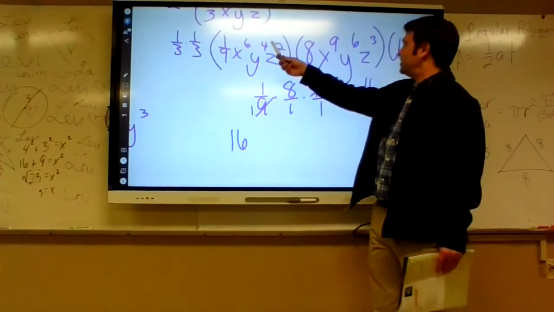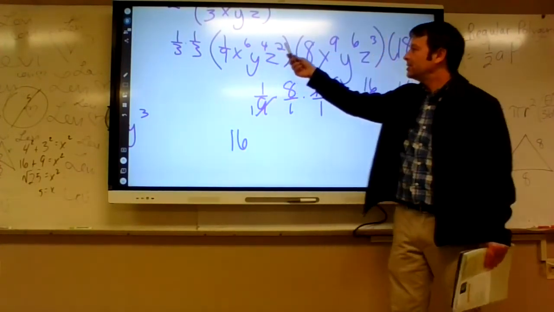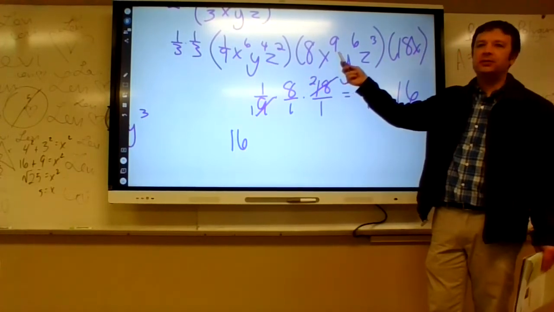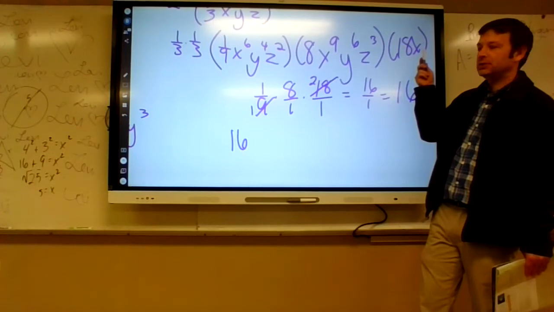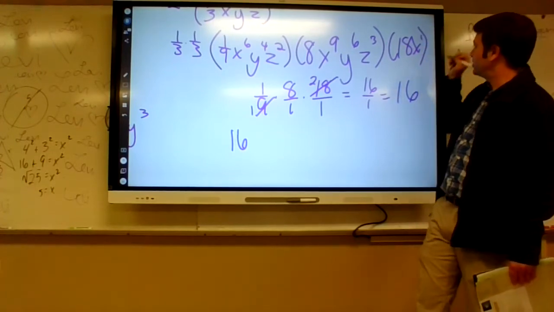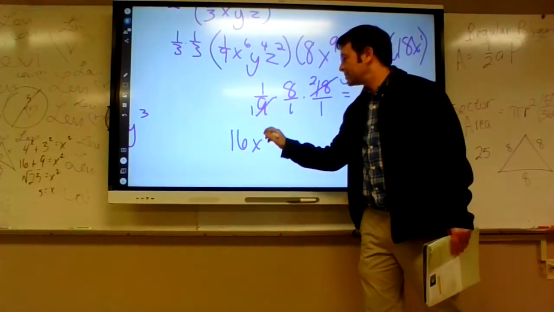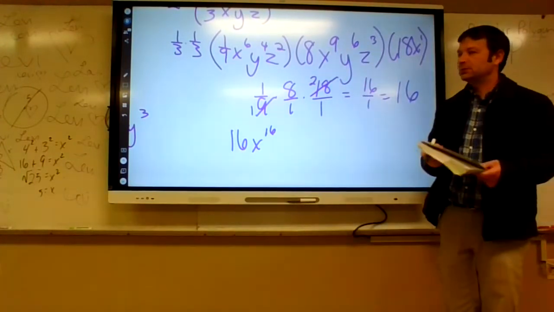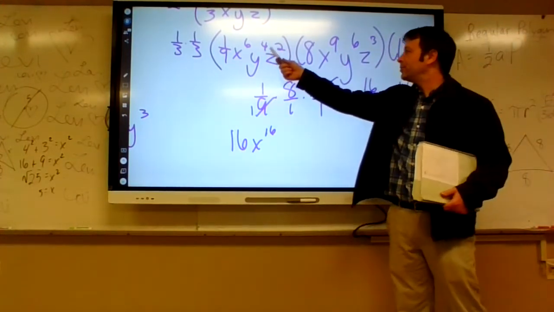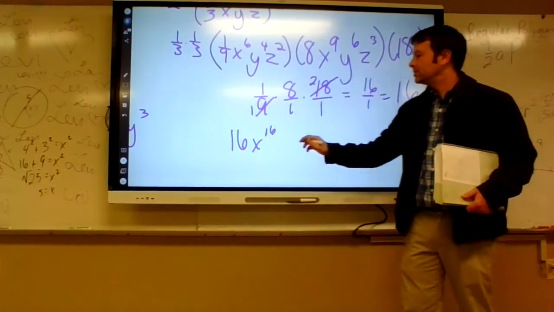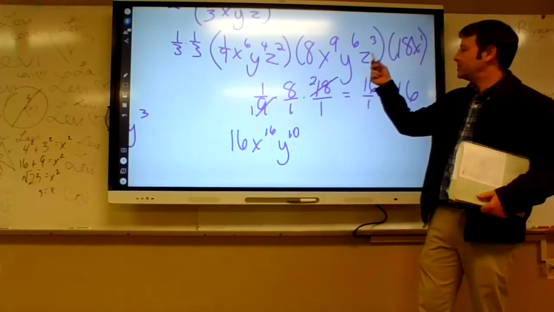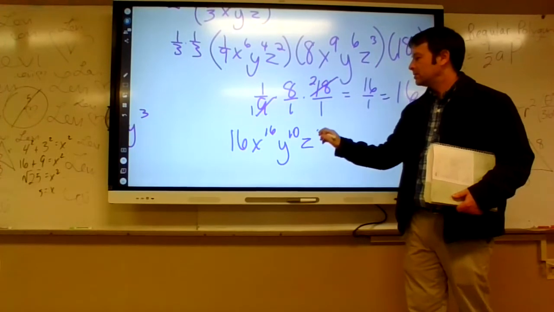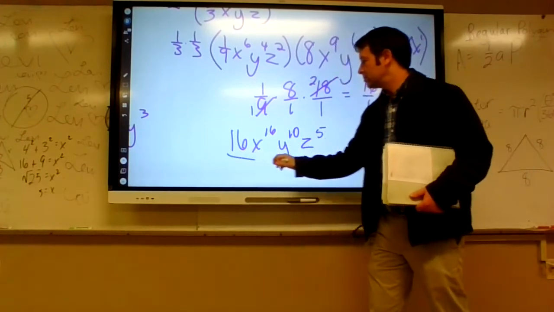Then I see x to the 6th times x to the 9th times x. Remember that's 1 right there. So x to the 16th. Then I see y to the 4th times y to the 6th, y to the 10th. And I see z squared times z cubed, z to the 5th.